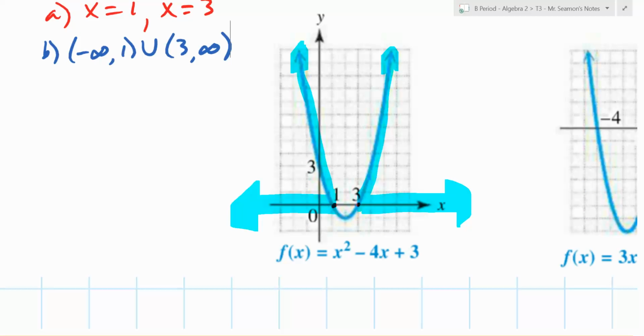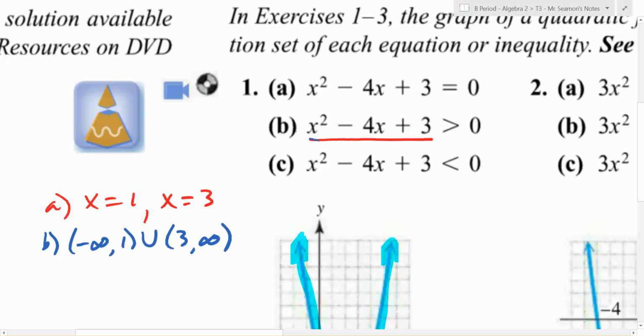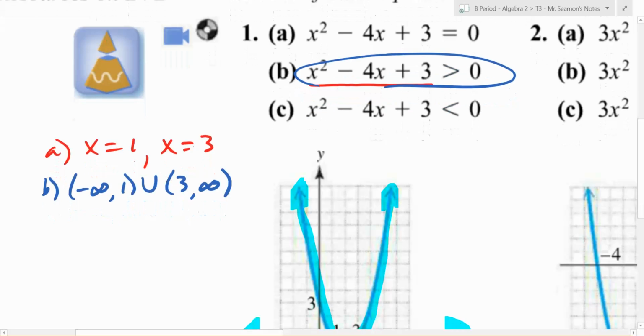Why are we using unions in this part? This question is asking you in words, what x values can make this true? Those are them. If it was equal to, then it would be the hard bracket at 1 and 3. But because it has to be greater than 0, we use the open parentheses. Exactly.